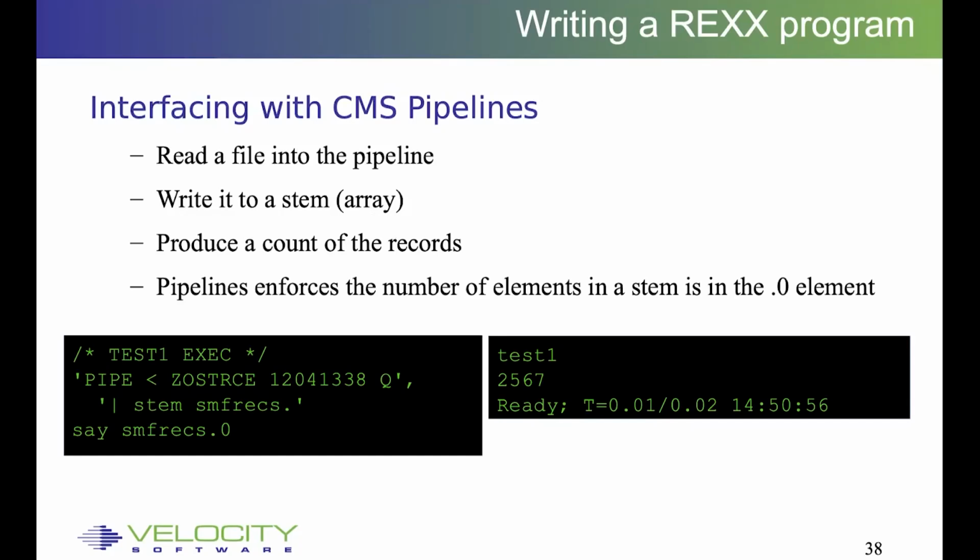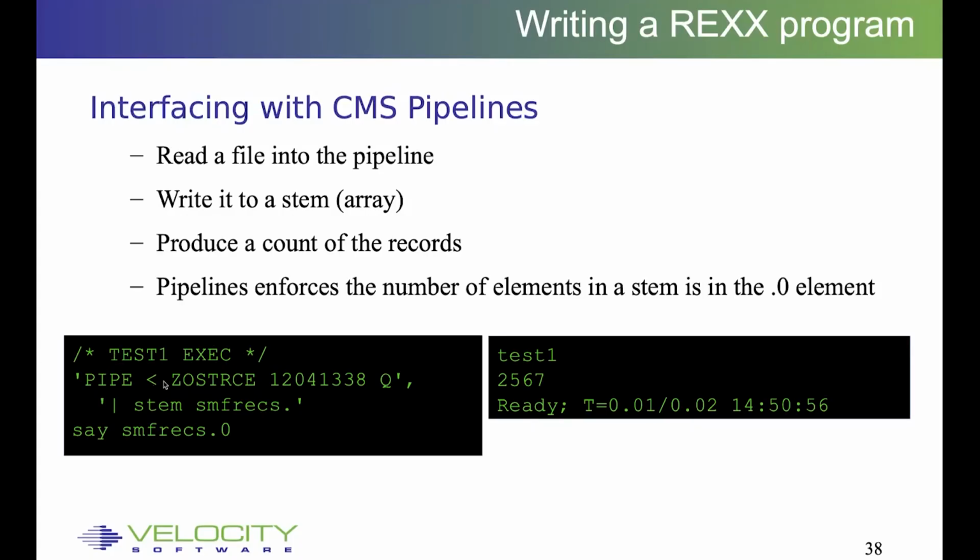A lot of the code in pipelines, and there's some other tools, also enforce that. So we try to maintain that convention in our code. So the .0 element when we're writing REXX is always the number of elements in the stem. Okay, so here is a test program.